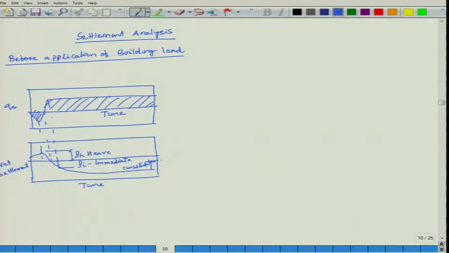Usually in a building there is an excavation prior to the foundation level, an excavation down to foundation level, and because of the excavation, the magnitude of heave is small.